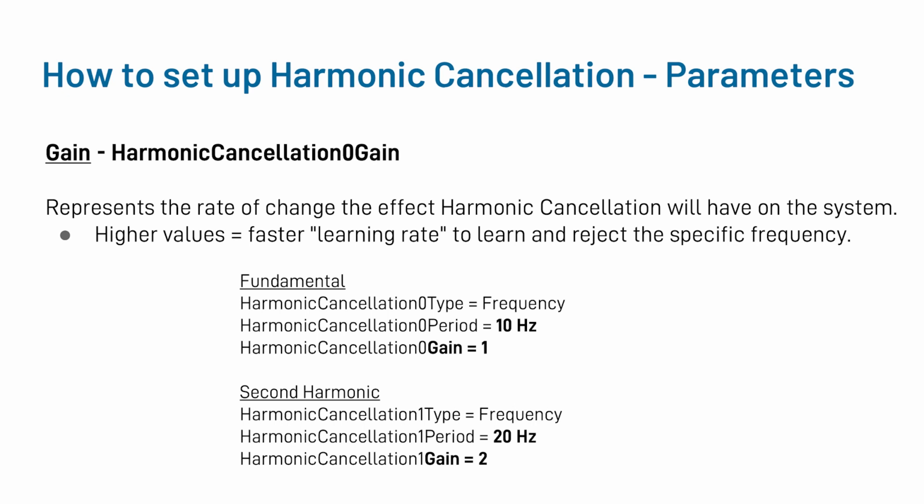You should also keep in mind that when you are using more than one harmonic of a specific base period for your axis, we recommend that you set the gain for each of these harmonics to the base gain multiplied by the number of the harmonic.